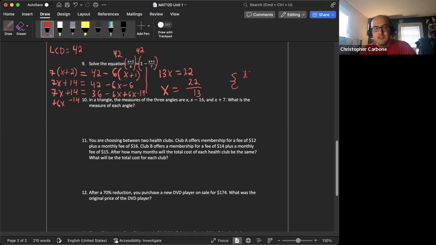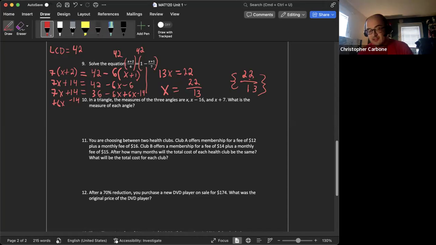So 22 over 13. Let me just quickly fix these two to make it more legible. Okay, so the solution is 22 over 13.